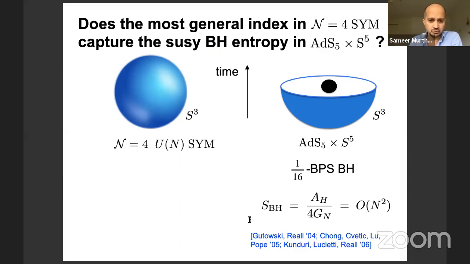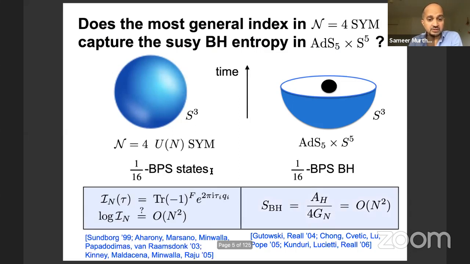So the natural place to look is the dual theory, and to look at 1/16th BPS states in that theory. There's this function called the superconformal index. I'll call it I_N(tau), N being the rank of the gauge group, which is essentially like a Witten index, trace (-1)^F, dressed up by various combinations of the charges coupling to some chemical potentials. And the question is whether the log of this index also has this N^2 growth.